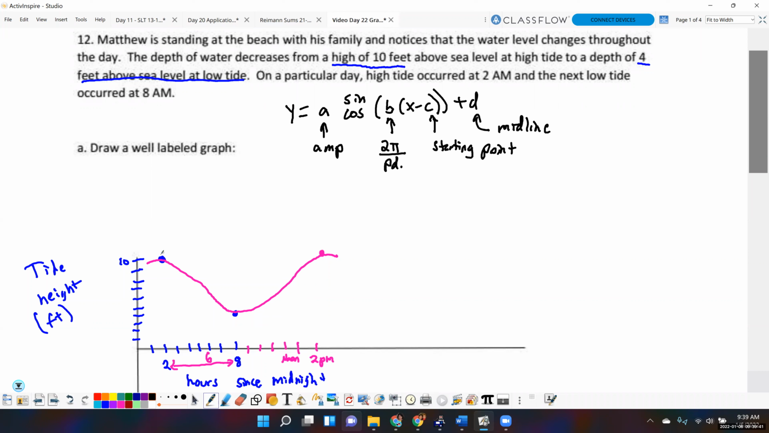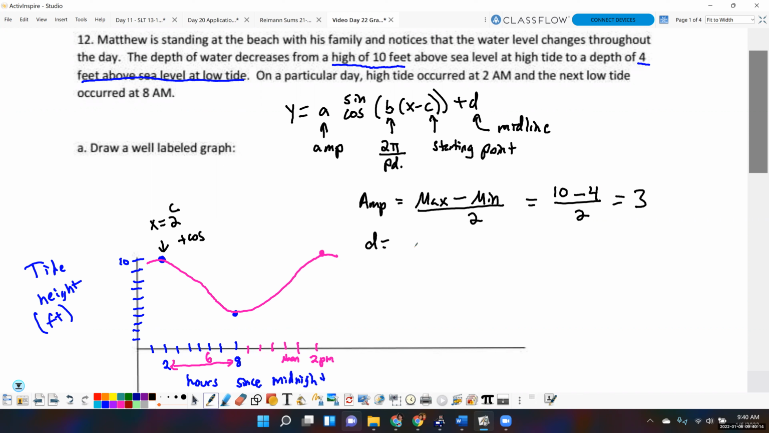So I can see if I start at x equals 2, if that's my C value, then I can look at this as a positive cosine graph. So now I'm going to go ahead and find the amplitude and the midline and the B value. To find the amplitude, I'm going to take my maximum value and subtract my minimum value and divide by 2. High tide is 10, low tide is 4. That's 6 divided by 2 is 3.